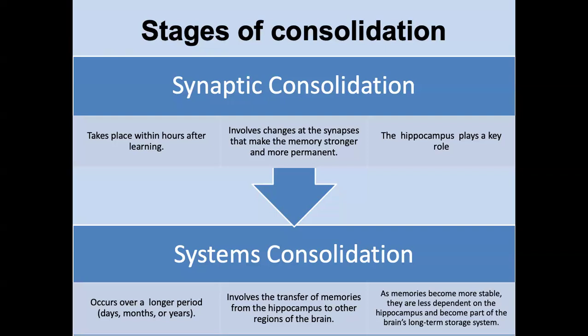And then you move on to systems consolidation. So over a longer period of time, days, months, years, whatever it is, you're transferring the memories from the hippocampus to other areas of the brain. And as they become more stable, more permanent, they're moving more to the neocortex, right? And more to the kind of white matter part of your brain, for lack of a better term. So this is something that we can usually feel happening.